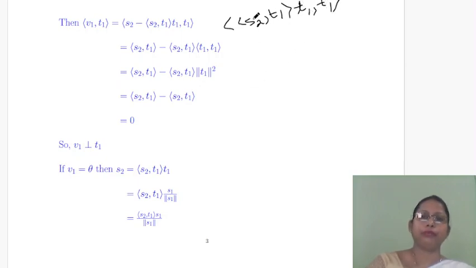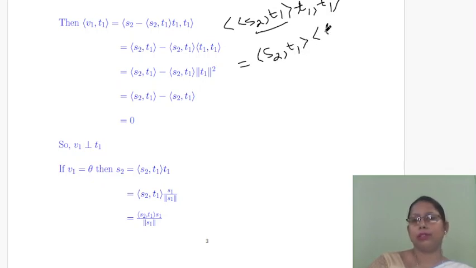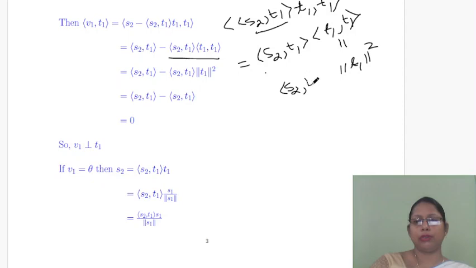Since this is a scalar quantity, as inner product is a function from the Cartesian product of the set to the complex field, this inner product of S2 comma T1 can be taken outside, and this is inner product of T1 comma T1. Okay, so I will get this step. Since inner product of T1 with T1 is norm of T1 square.